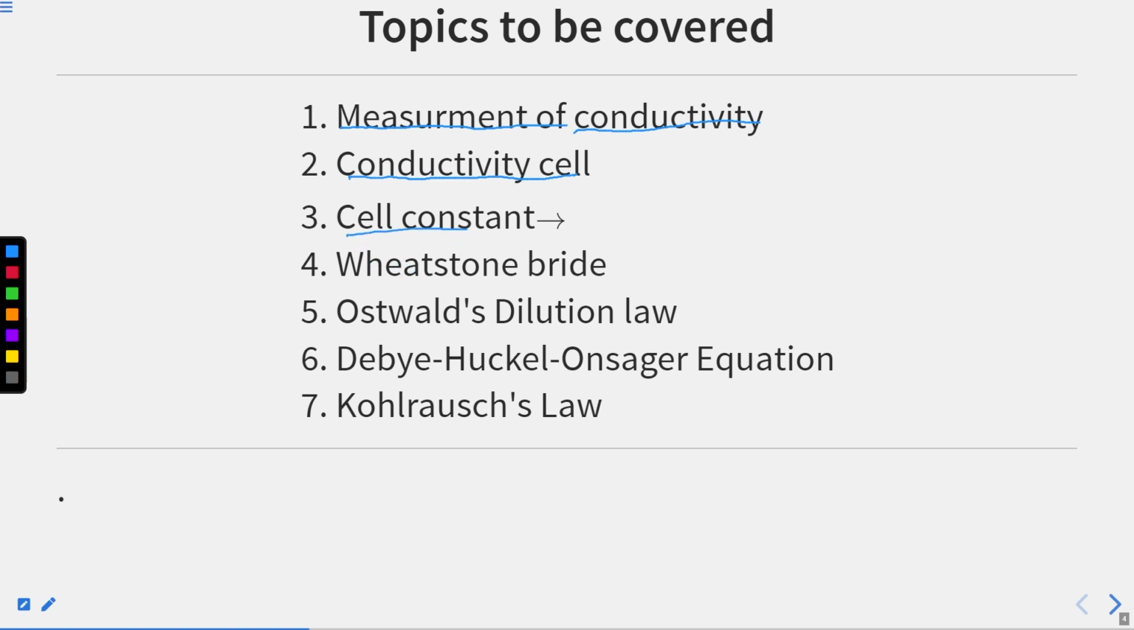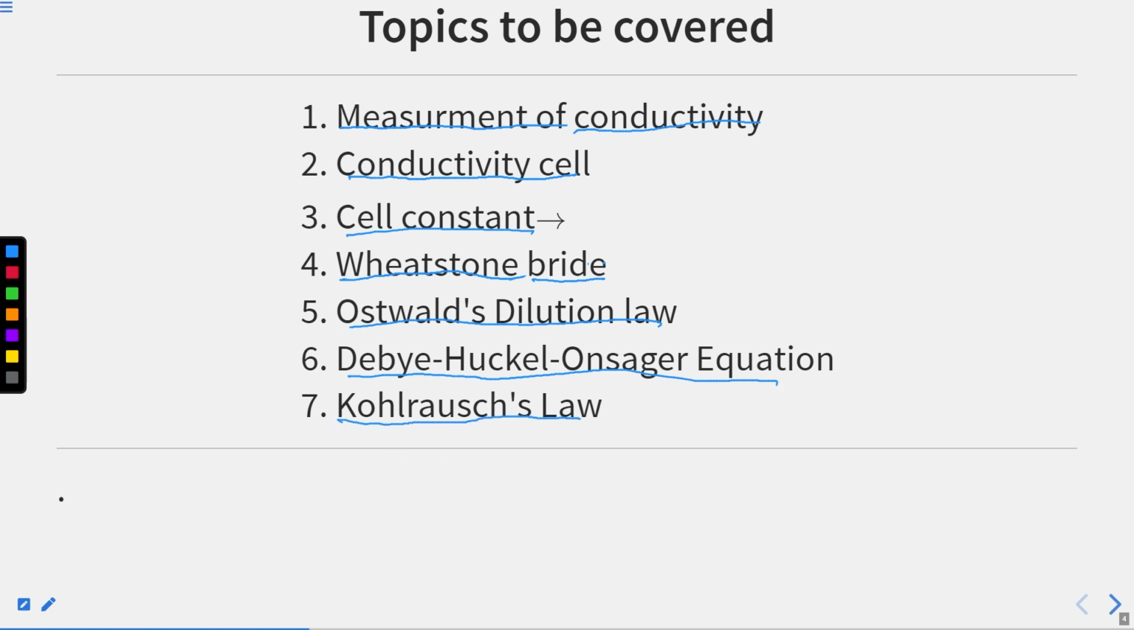Then we'll see a cell constant, which is a property of this conductivity cell. At last, we will use this conductivity cell in the Wheatstone bridge so that we can calculate our conductivity. As we have now calculated, or you can say measured, our conductivity, we can use these conductivity values for different laws. The first one is Ostwald dilution law. It's very important. Second is the Debye-Huckel-Onsager equation. And the third one is Kohlrausch law.